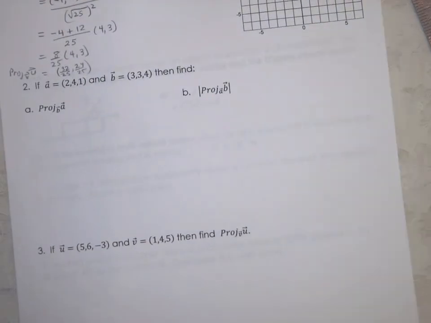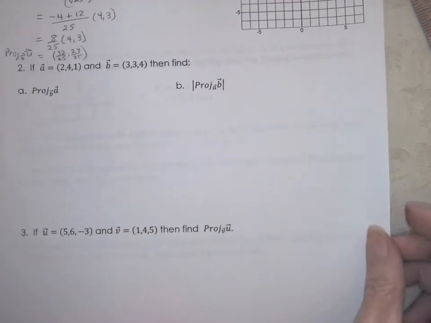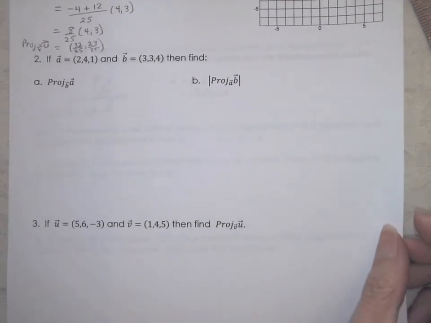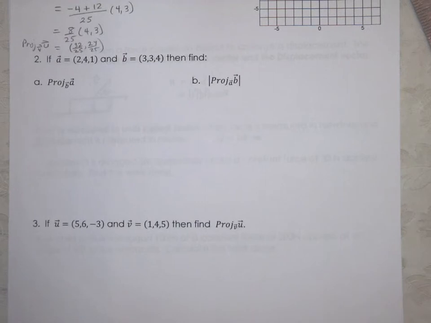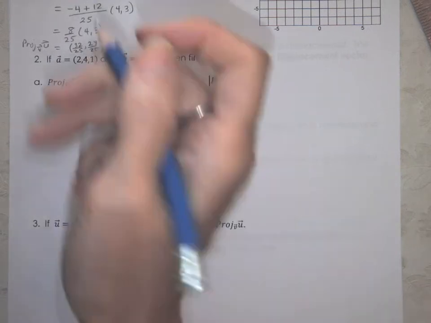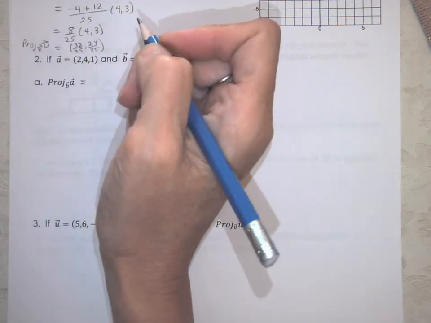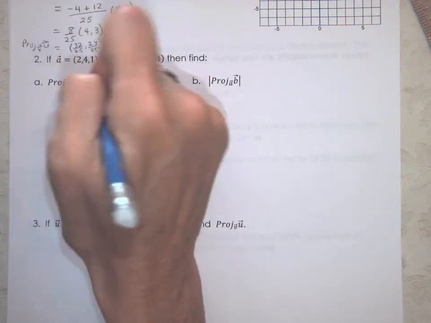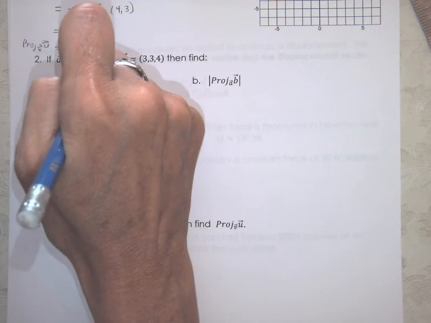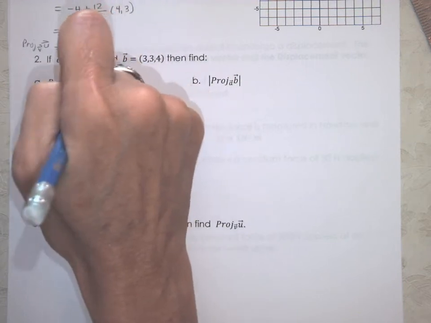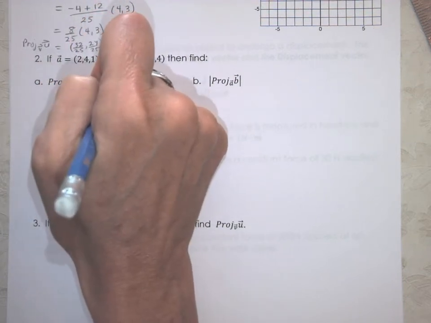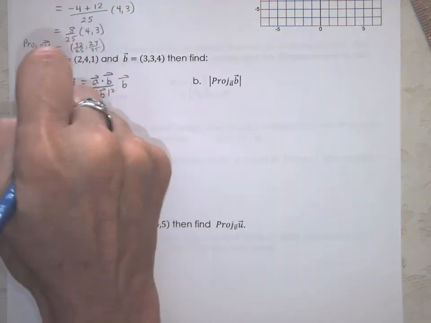So if vector A is the vector 2, 4, 1, so now we're in 3 space, and vector B is the vector 3, 3, 4, then find the vector projection of vector A on B. So again, just writing the formula out helps me. So I know that the vector projection of A on B is going to be, the little one does all the work, A dot B over the magnitude of B squared times vector B.